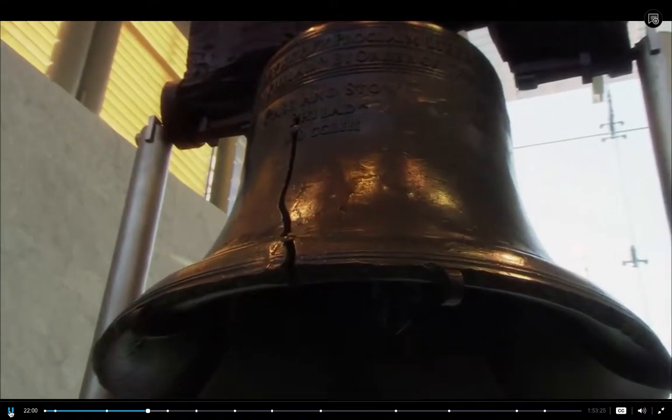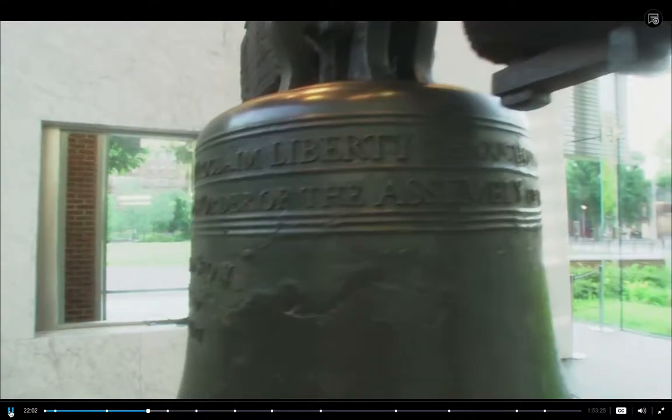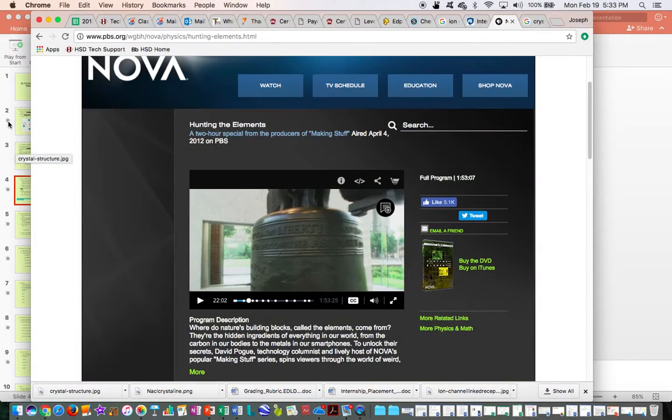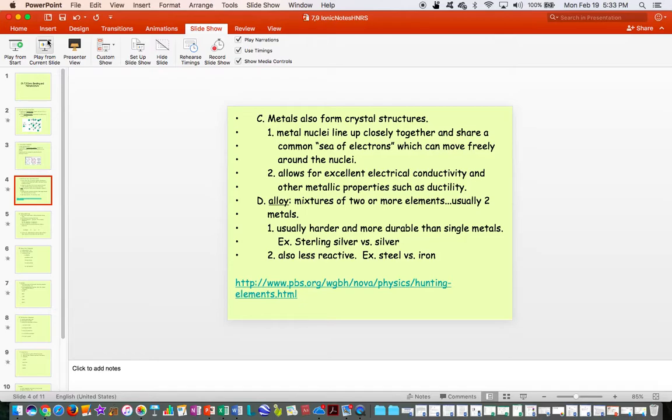This is what can happen if the amount of tin isn't right. So obviously there, the Liberty Bell shown with its crack because it seems to have too much tin in the bell, which created too hard of a material that cracked. So we're going to move back to our lesson here on ionic compounds.